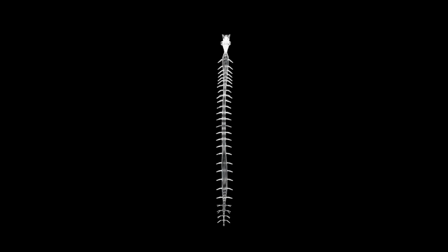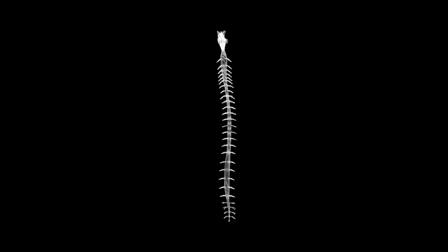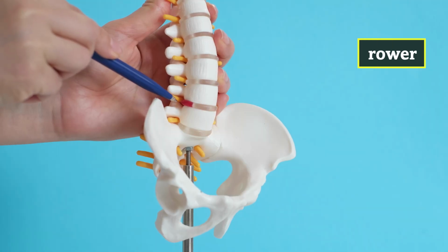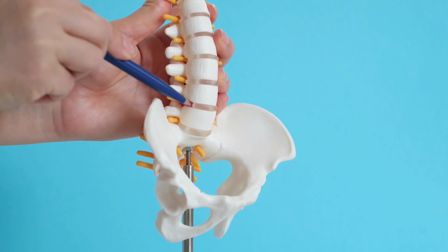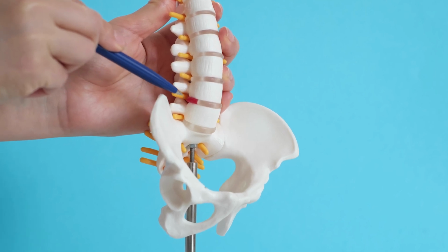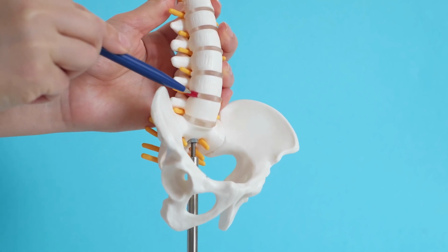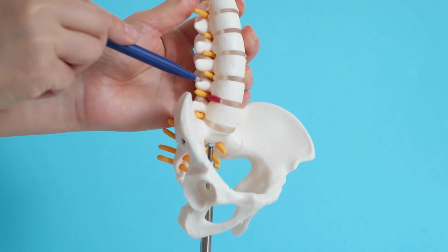Now, let's focus on spinal stenosis. Picture your spinal canal, which is the hollow passage that houses the spinal cord and nerves. In spinal stenosis, this canal becomes narrower, often due to factors like bone spurs or thickened ligaments. As a result, the reduced space can squeeze or compress the sciatic nerve, leading to the development of sciatica symptoms.